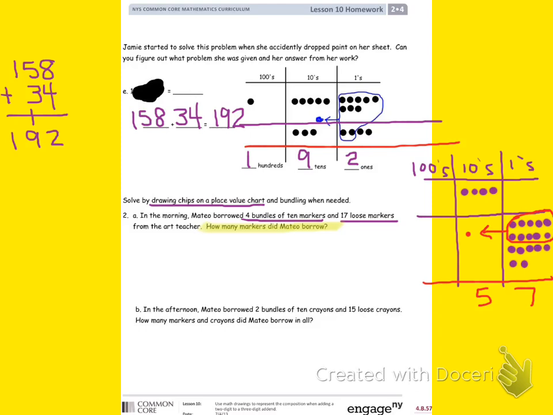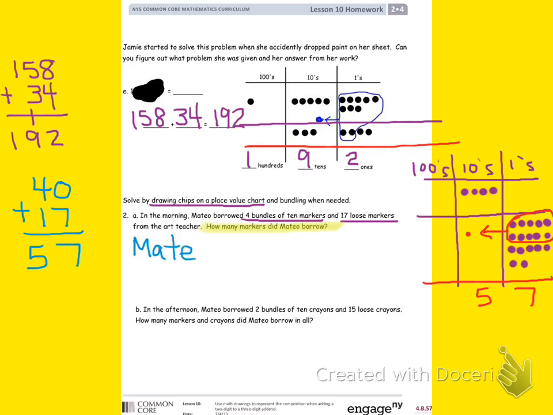So the directions say to solve by drawing chips on a place value chart and bundling them. So I've done that. But I think I'll go a step further and do more than what I'm asked to do, just to make sure that I got the answer right. I'll write 40 for the 4 bundles of 10 markers and 17 for the loose markers. And then I'll add them. 0 plus 7 is 7. 4 plus 1 is 5. So now I look at my picture, the answer is 57, and I look at my algorithm, the answer is 57. How many markers did Mateo borrow?